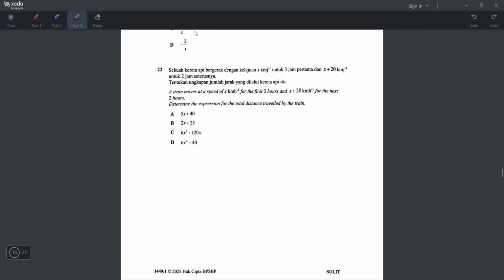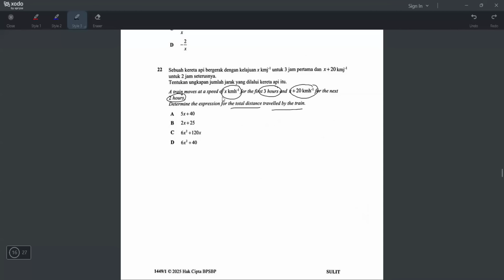22. A train moves at a speed of x kilometer per hour for the first 3 hours and x plus 20 kilometer per hour for the next 2 hours. Also ada two different speed. For the first 3 hour dia punya laju x, tapi next 2 hours dia punya laju accelerate, ataupun dia punya speed meningkat. Okay, determine the expression for the total distance traveled by the train.